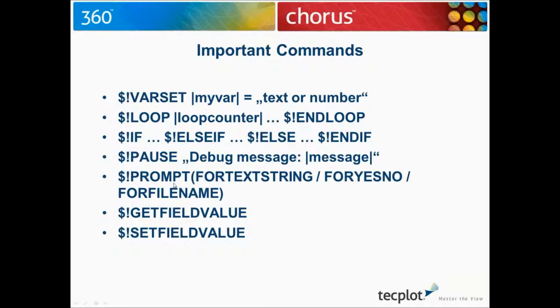Prompt. Prompt are user interface commands where we have 3 different ones. Prompt for text string to read text, maybe, for example, a number which you type in. Prompt for yes/no to check an answer, and prompt for file name if you want to select a file. Get field values, set field values are very important commands if you want to have access to single points of your data set, and then you can read out the field values from those points.